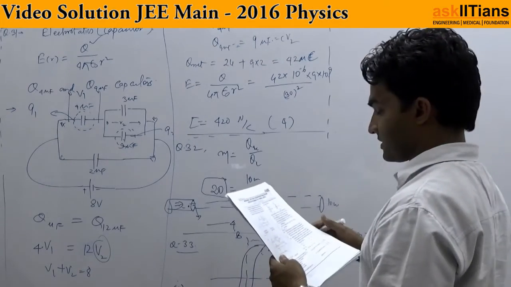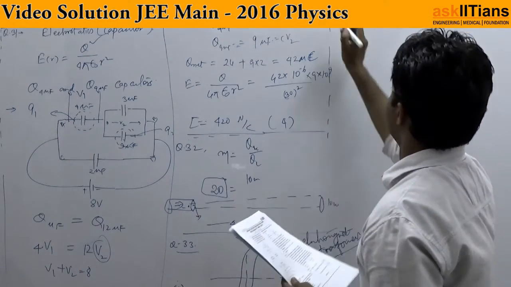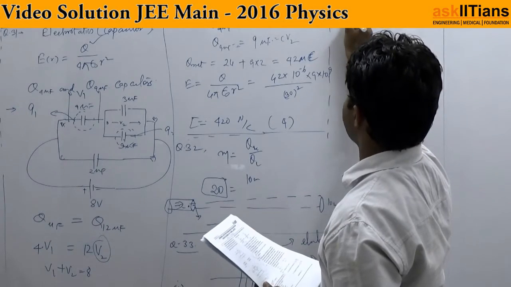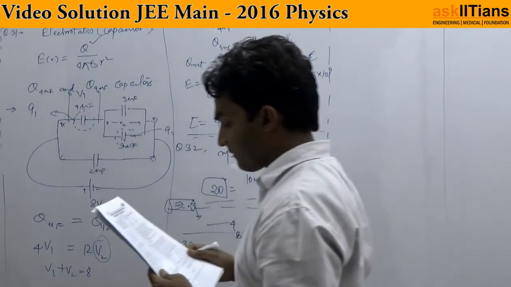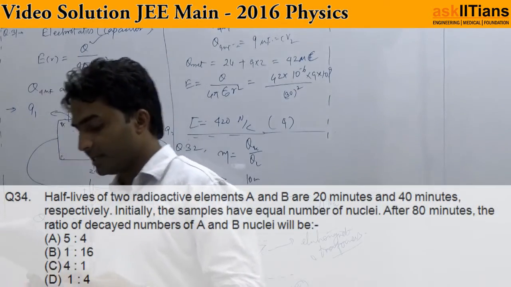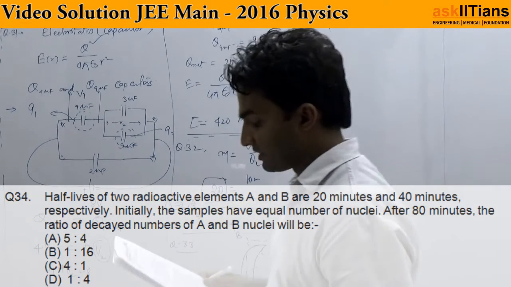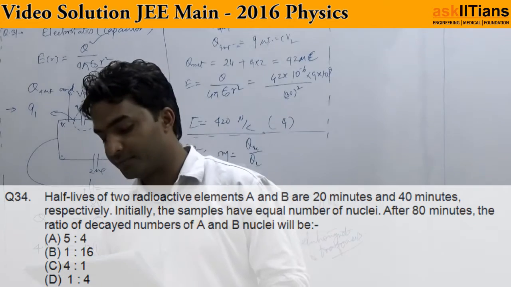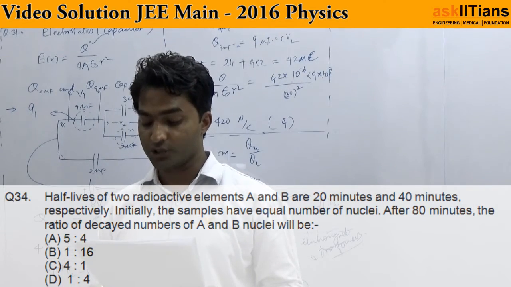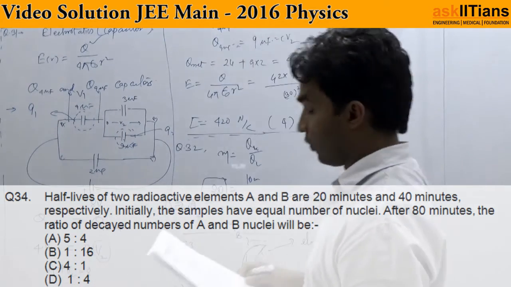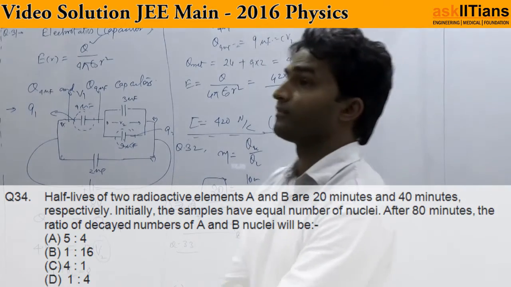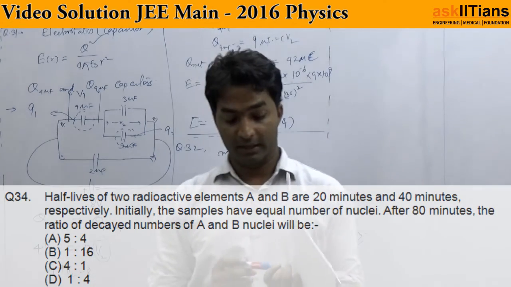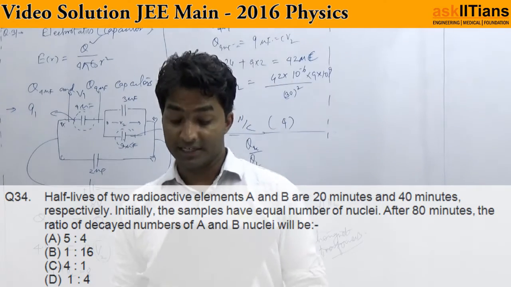Now we would like to discuss question number 34. In question 34, the half-lives of two radioactive elements A and B are 20 minutes and 40 minutes respectively. Initially the sample has an equal number of nuclei. After 80 minutes, the ratio of decayed numbers of A and B would be. This question is taken from radioactivity in the chapter modern physics. It's a very easy question.